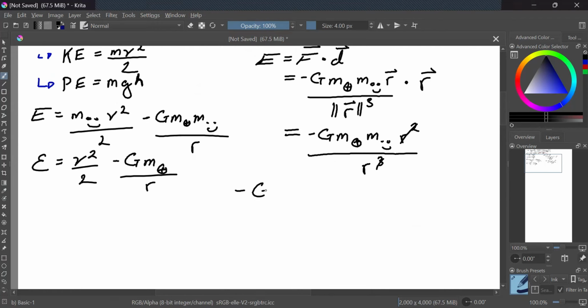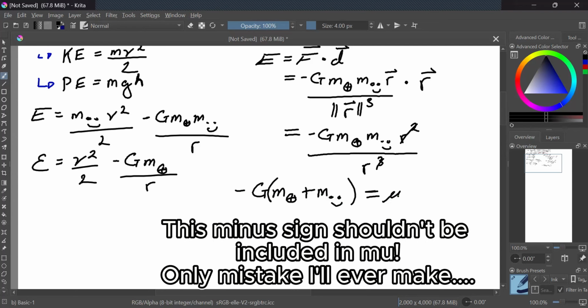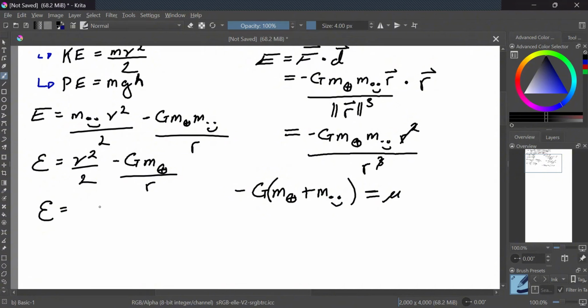So again, really what that looks like, it's going to be like this. We need to take into account that both bodies are falling towards their center of mass. We have already assigned a character to that, mu. So to wrap it up, it looks more like v squared by 2 minus mu by r. And there you have it.